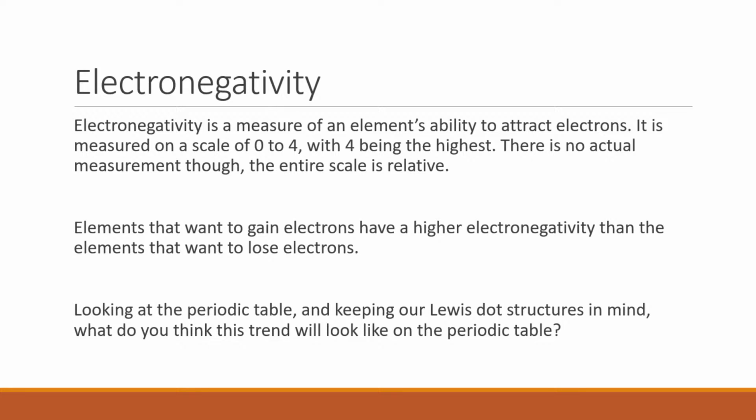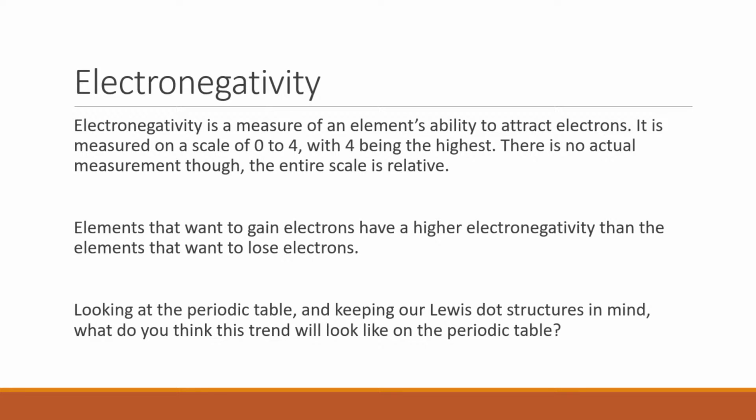Today we're going to be continuing our talk of periodic trends, these patterns that we see across the periodic table that can be determined based on the position of atoms and the patterns that we've discussed already, like the shells and the valence electrons. Today we're going to be looking at electronegativity, which is a measure of an atom's ability to attract electrons.